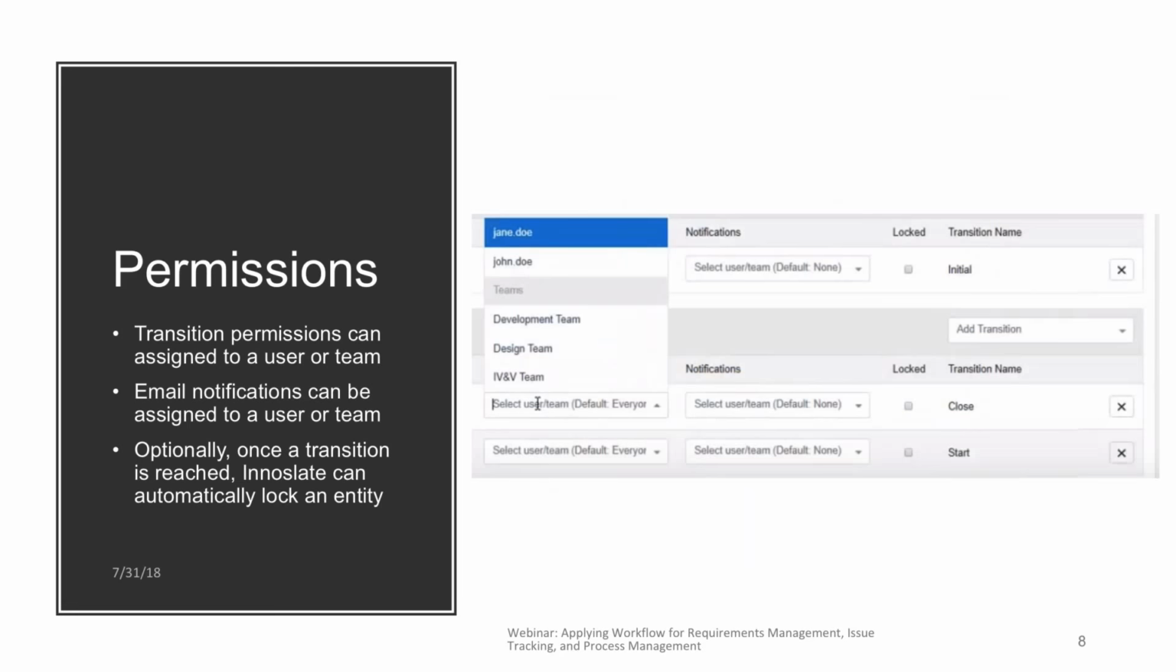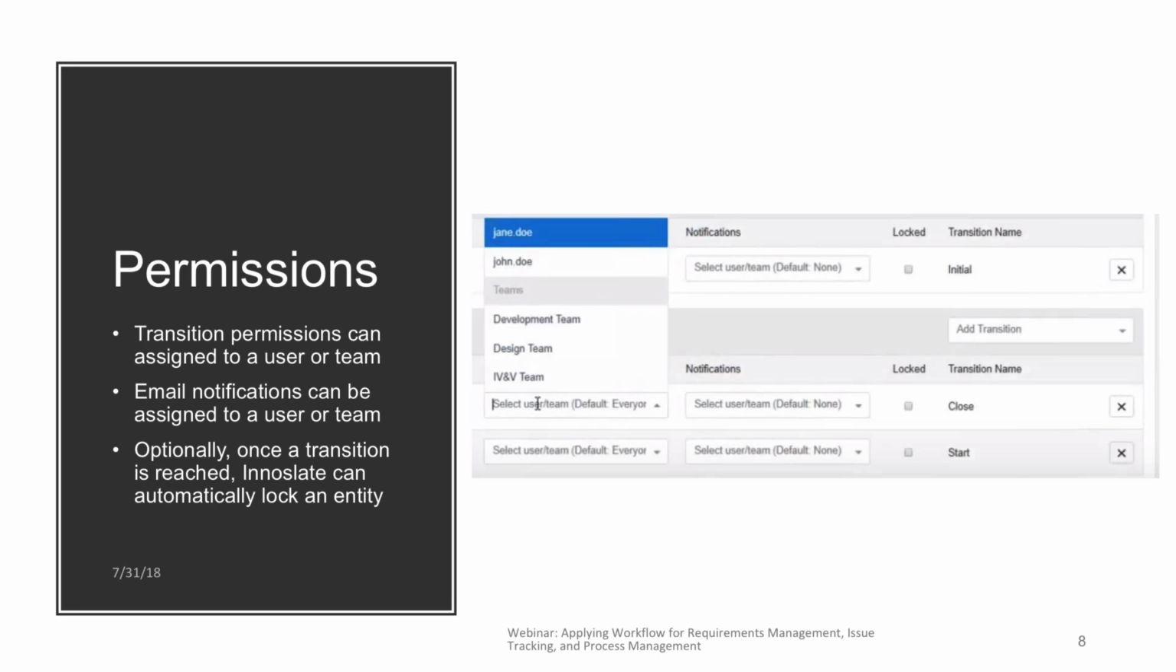Permissions: again, different permissions are available now. They can be assigned to a specific user or a team of users as you need to. You can define teams now at the administrative level of the organization. That's at an organizational level, and then project by project, you can set up your teams.